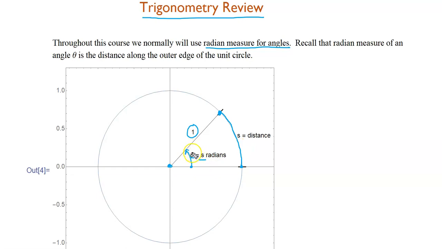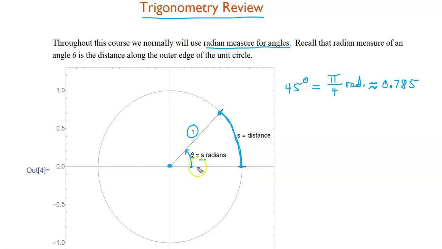For example, this angle right here looks like it might be about a 45-degree angle. Now 45 degrees, as we'll review, is equal to pi over 4 radians. And if you evaluate pi over 4 on your calculator, you'll get approximately 0.785. And that 0.785 represents the distance along the outer edge of the unit circle, as we have labeled here.